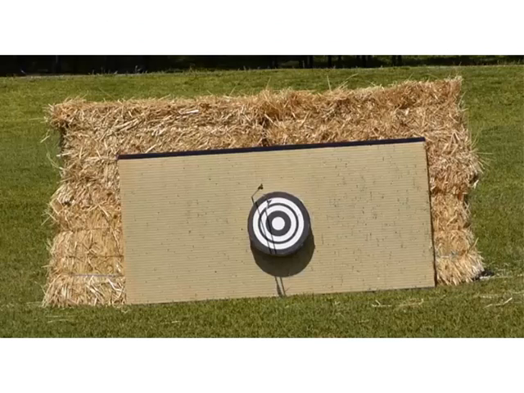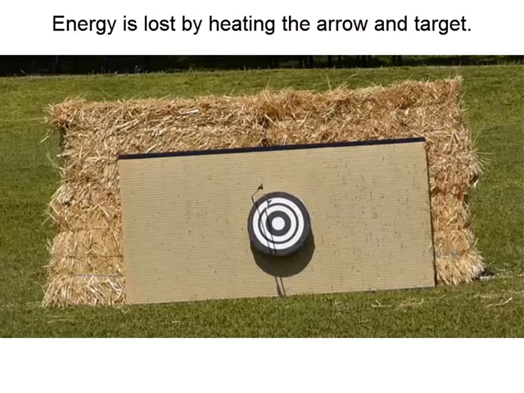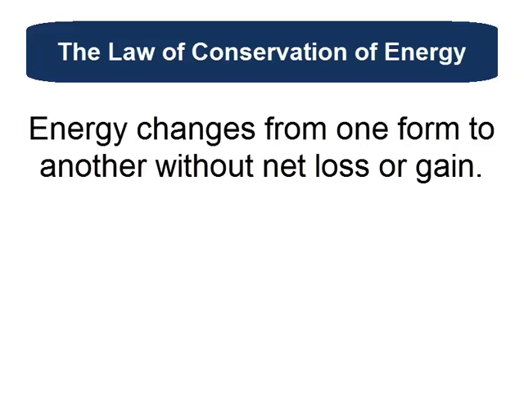The small distance the arrow moves multiplied by the average force of impact doesn't quite match the kinetic energy of the target. However, the arrow and target are a bit warmer by the energy difference. Energy changes from one form to another without net loss or a net gain. The study of the transformations of energy from one form into another is called the law of conservation of energy.